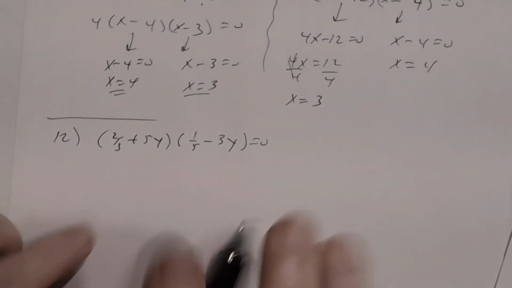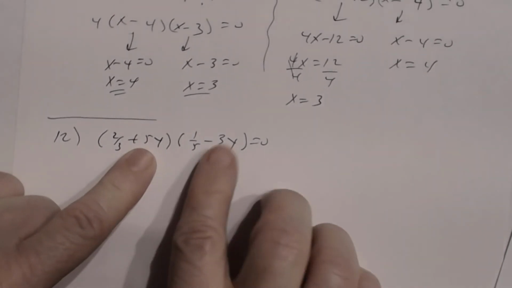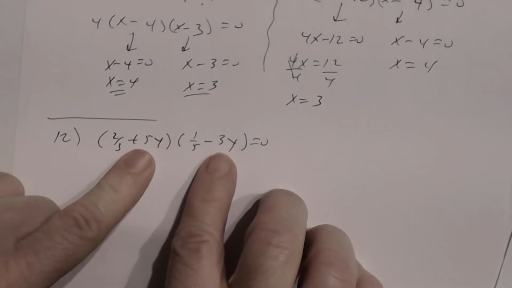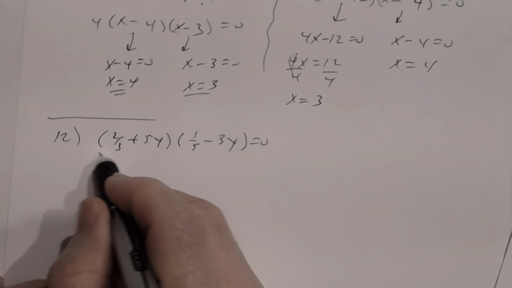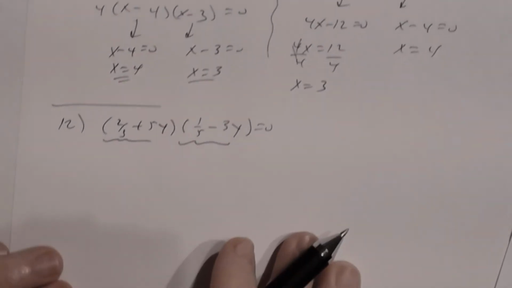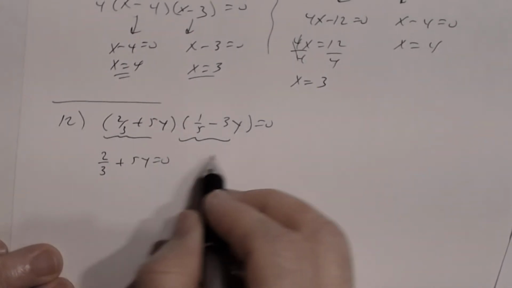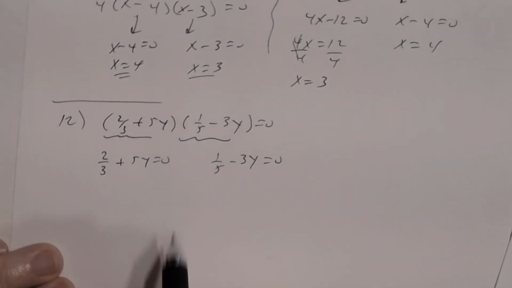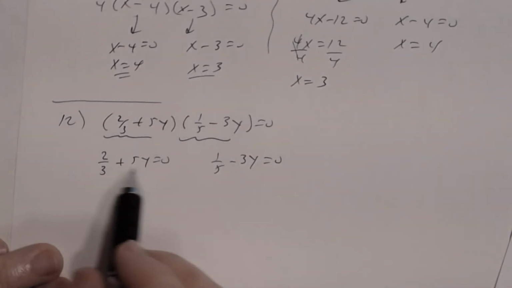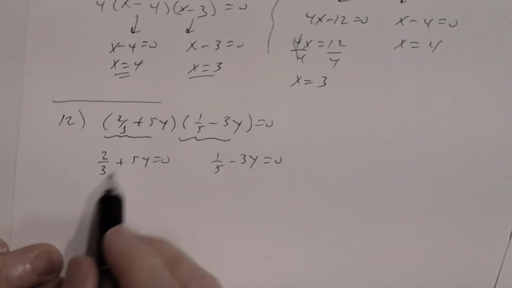Okay, so notice that this is already factored for you. And it is quadratic because look, if I FOIL it, 5y times a negative 3y is a negative 15y squared. So if you were to FOIL this out, you would get a quadratic equation. But it's already factored for you. So all you have to do is set each factor equal to 0, the zero factor property. So I get 2/3 plus 5y equals 0, and then 1/5 minus 3y equals 0. Okay? And so now we just solve. This is still a linear equation, so these are linear. To get y by itself, I'm going to subtract 2/3 from both sides.